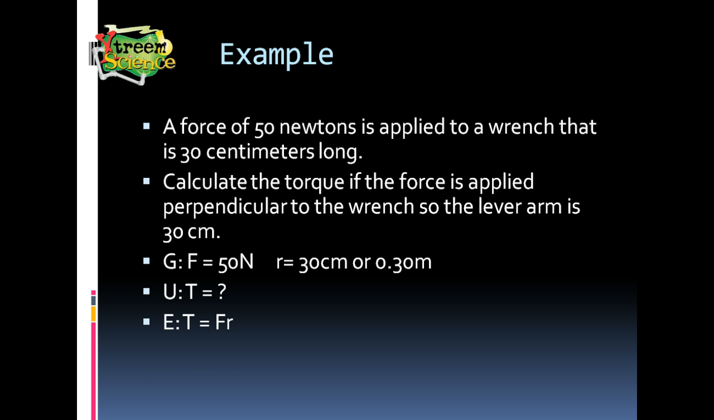What's our equation? Torque is equal to force times lever arm. Sometimes you might see that R as a D. It's still the same thing. It's the distance. So F times D or F times R, either is acceptable. So we substitute in our information. Torque is equal to 50 newtons times 0.30 meters. And if we plug that in our calculator, we get a torque of 15 newton meters.